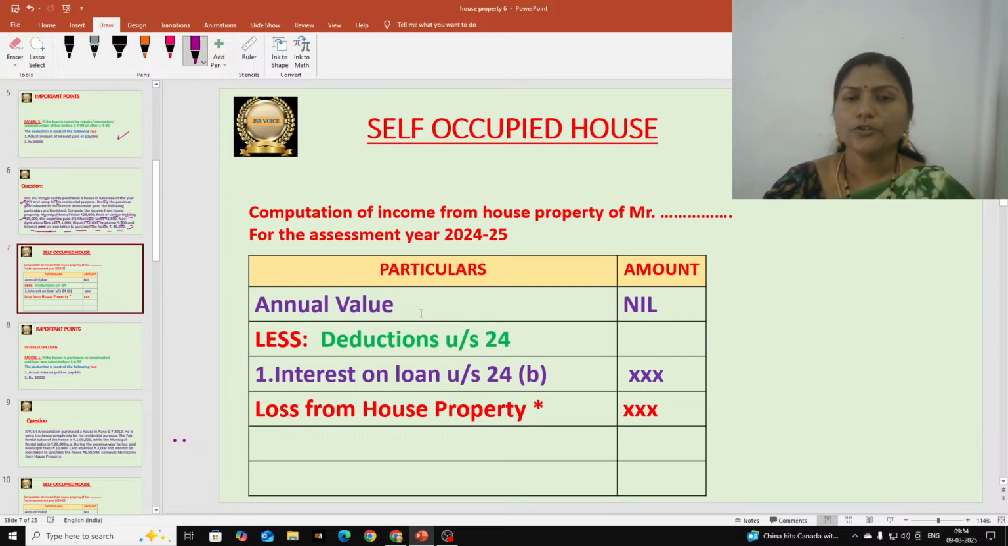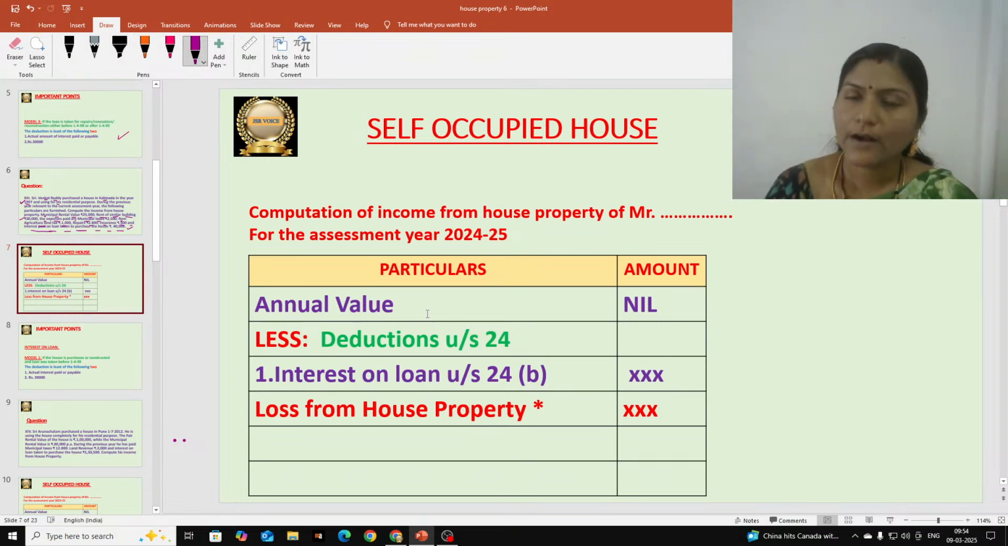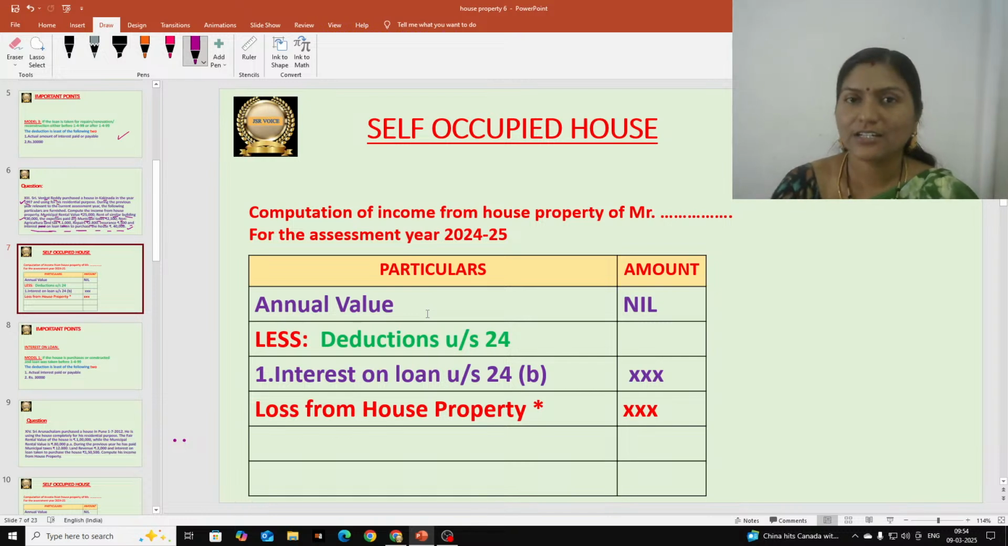So what we should do always, students: this is a self-occupied house, so on the top we should write "self-occupied house." How will we come to know if the assessee is staying in the same house? That is nothing but a self-occupied house. Here Sri Venkat Reddy is staying in his house for his residential purpose. So it is a self-occupied house.